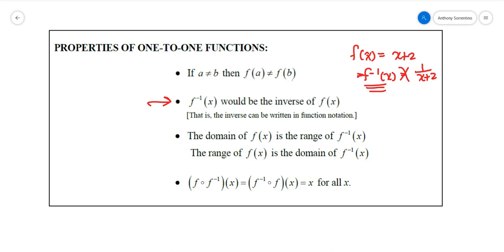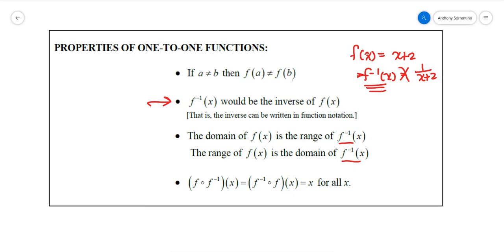This means that f -1 means inverse. It doesn't mean reciprocal, okay? So keep that in mind. If it's a one-to-one function, the domain of f of x is the range of the inverse, and the range of f of x is the domain of the inverse.